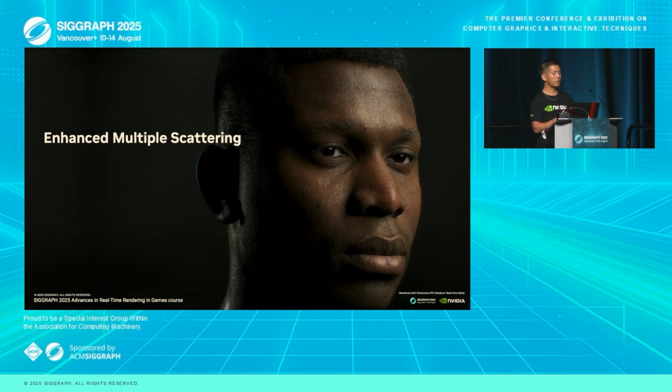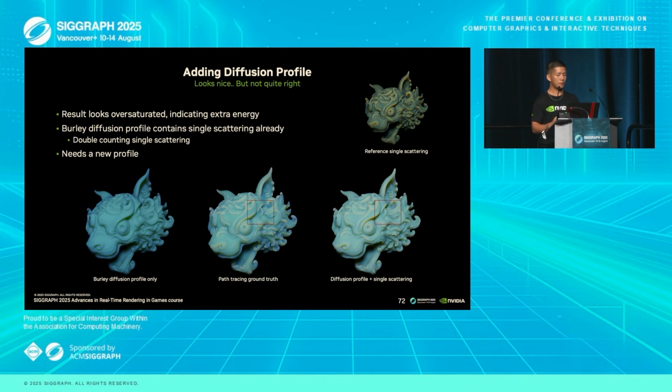All right, we've handled the first bounce with full fidelity. Now we need to add back the multiple scattering components, everything beyond the first scatter. This is where we bring in the diffusion profile approach. Let's continue with the same lion head example we saw.